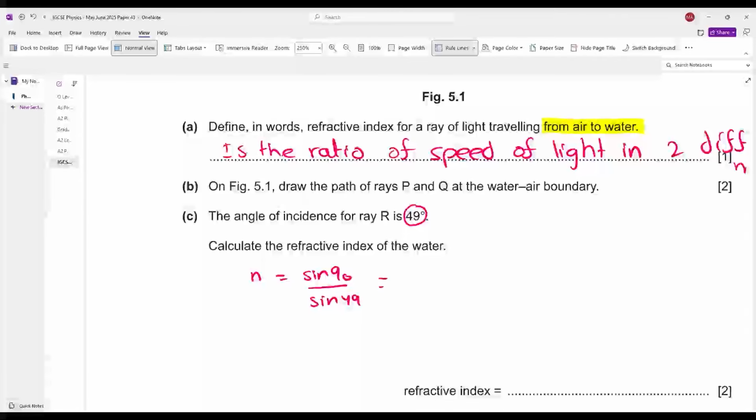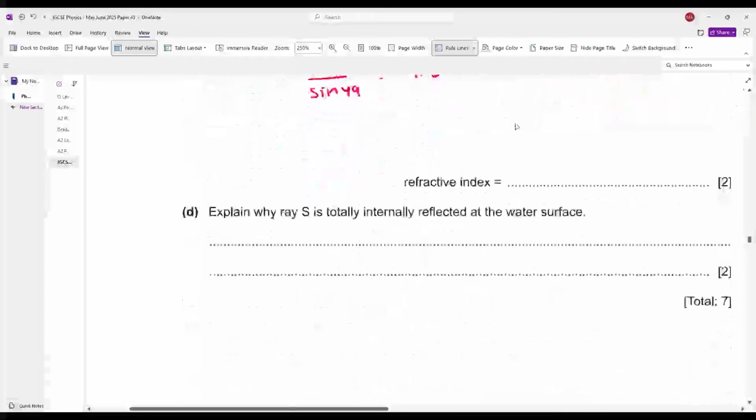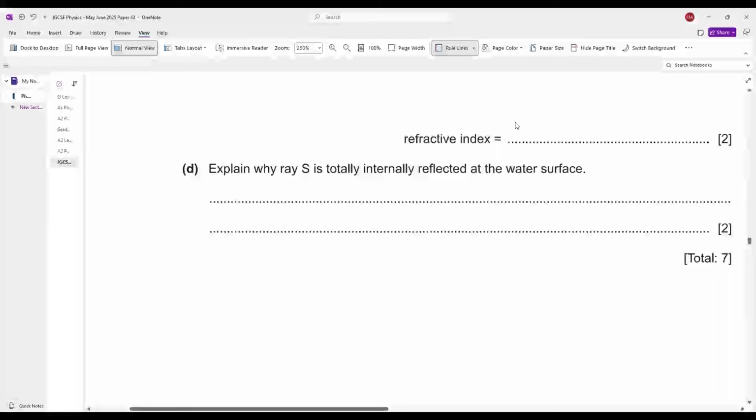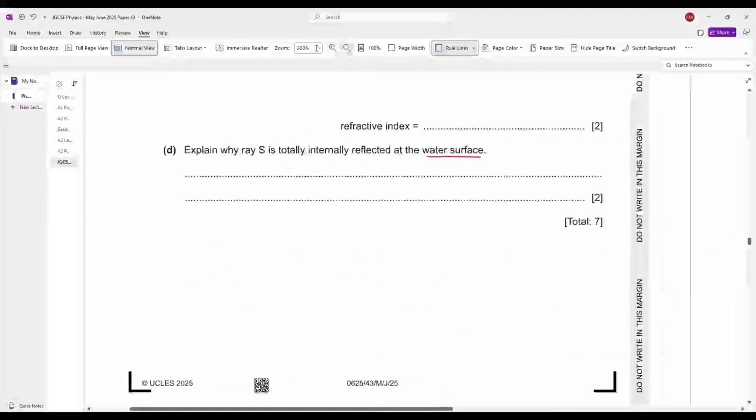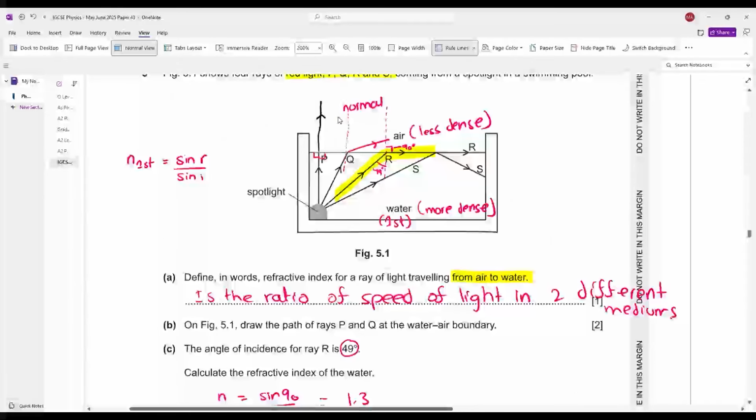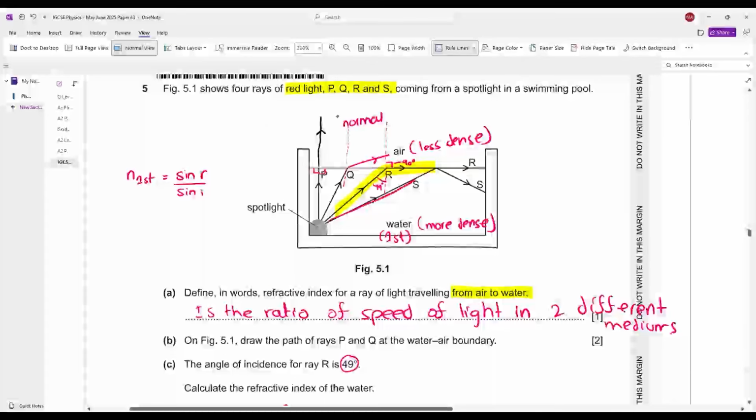This gives you an answer of 1.32 or 1.3, correct to two significant figures. Explain why ray S is totally internally reflected at the water surface. Okay. So we have to explain why this ray S is performing total internal reflection. You will say that the angle of incidence is greater than the critical angle of 49 degrees. Hence, it performs total internal reflection.